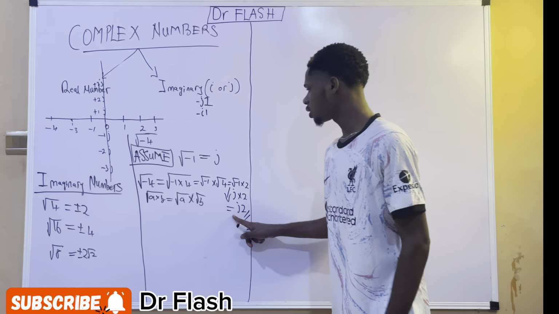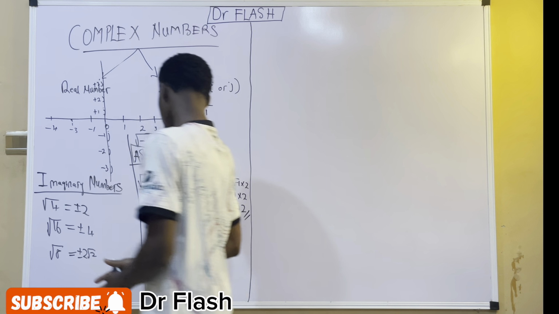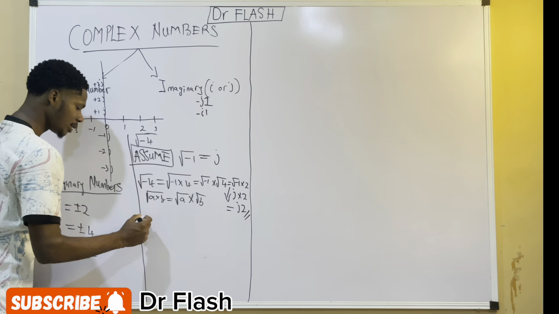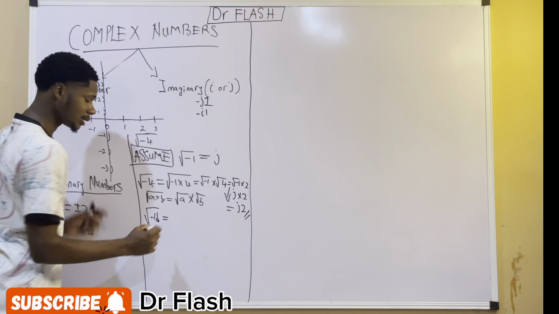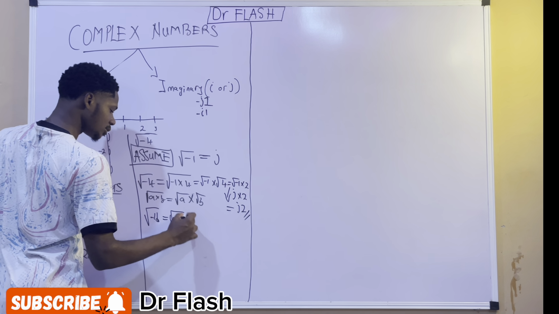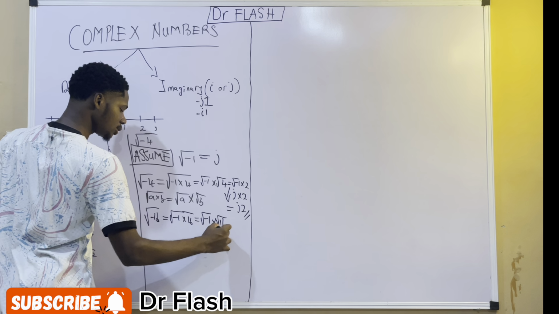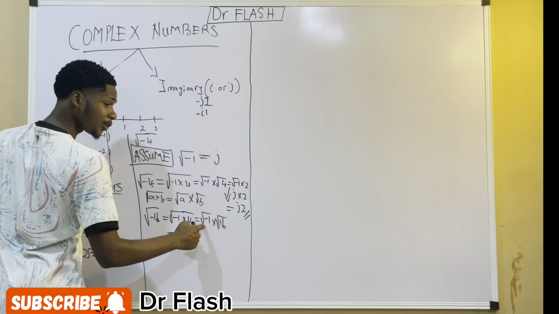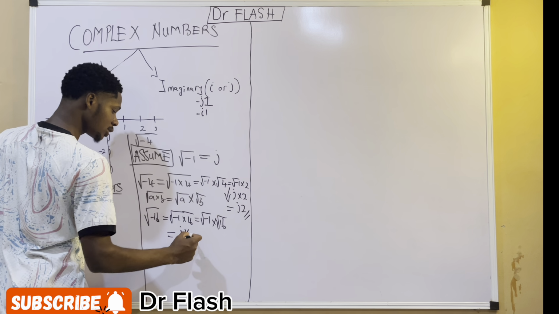So whenever you see j, it simply means we're having the square root of minus 1. Okay, now let's try other numbers and see. When we try to find the square root of minus 16, what you should be getting is the square root of minus 1 times 16, which equals the square root of minus 1 times the square root of 16. Okay, and that equals, square root of minus 1 is j, so we're going to have j times the square root of 16, which is 4.